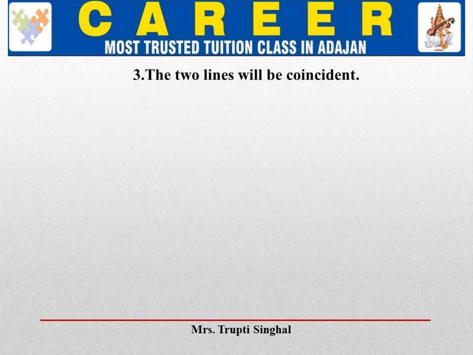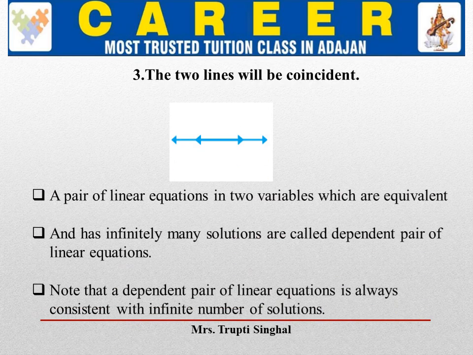Third type, the two lines will be coincident lines. That means overlapping lines. How can they look? This way. A pair of linear equations in two variables which are equivalent. That means they are not really two lines, but they look like two lines, and they have infinitely many solutions. They are called a dependent pair of linear equations.